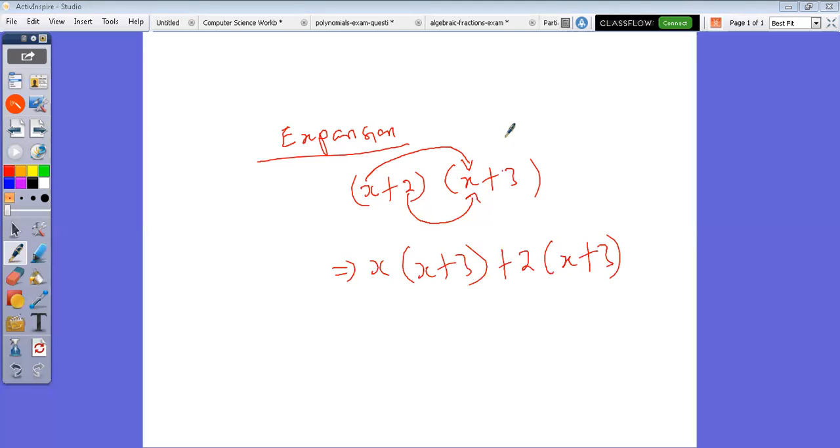Yes, sir. Okay. So now let's remove the brackets. I think we lost one of you. Let's remove the brackets.